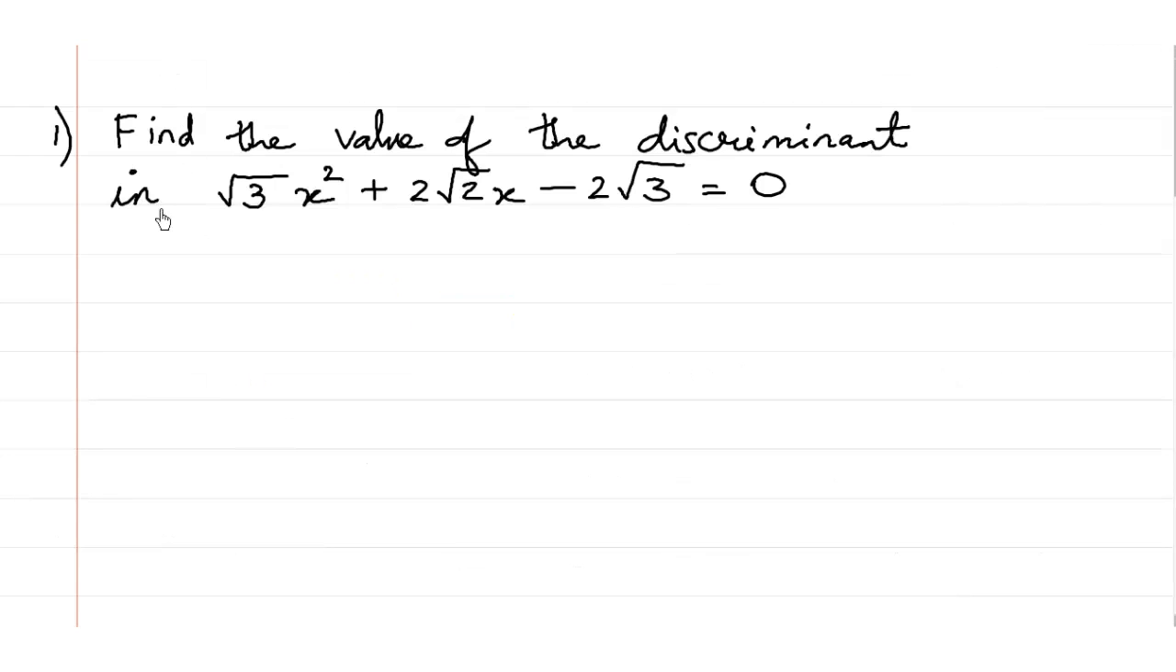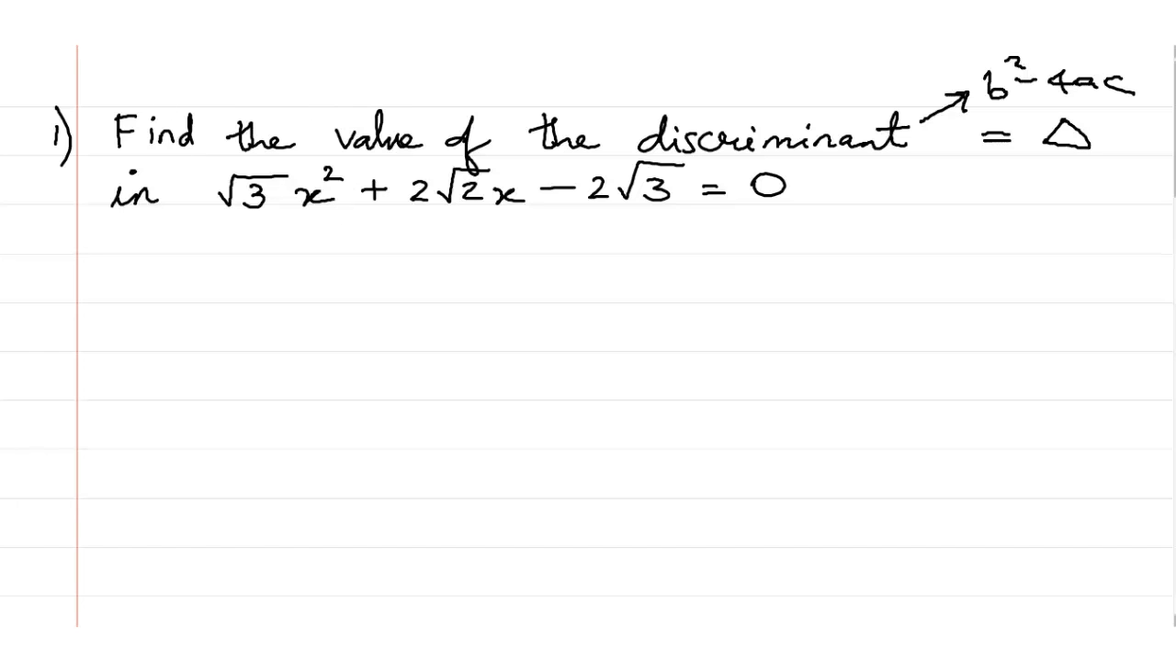Now let us take the example. Find the value of the discriminant. So discriminant over here means b square minus 4ac, which is also represented by the symbol delta. In the quadratic equation, root 3x square plus 2 root 2x minus 2 root 3 is equal to 0.